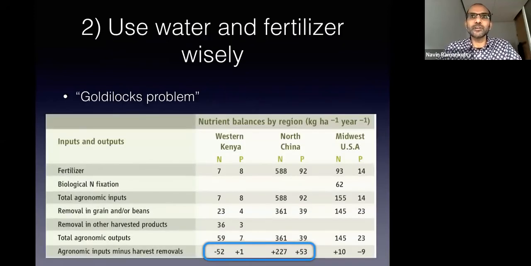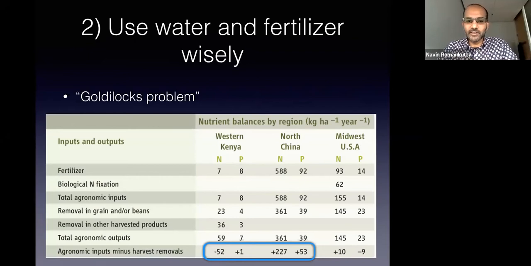Another thing people talk about is that we should use our water and fertilizers more wisely. It is good to use some fertilizer and some water to increase the productivity of our lands. But we currently have what's called a Goldilocks problem. In some places on the planet, we use too much fertilizer and too much water. In other places on the planet, we don't use enough.